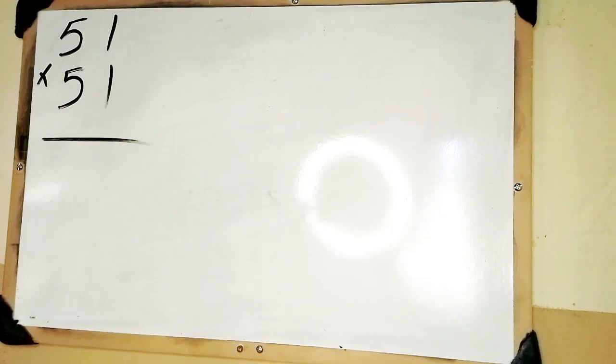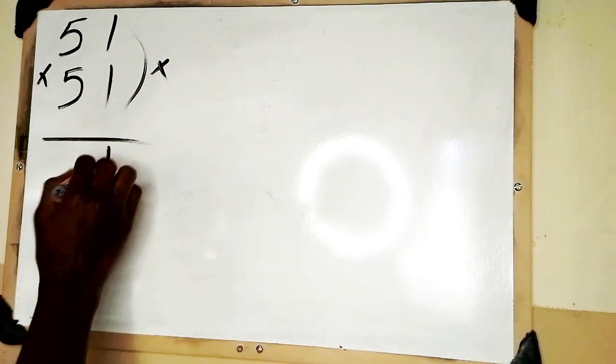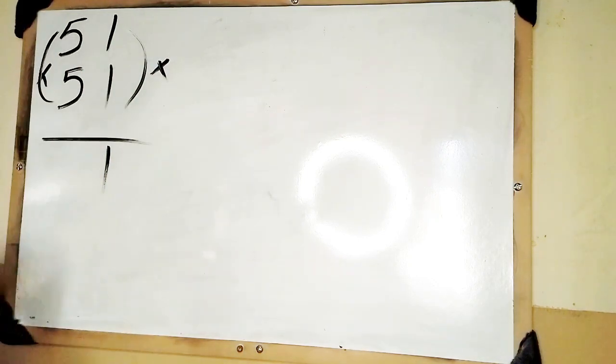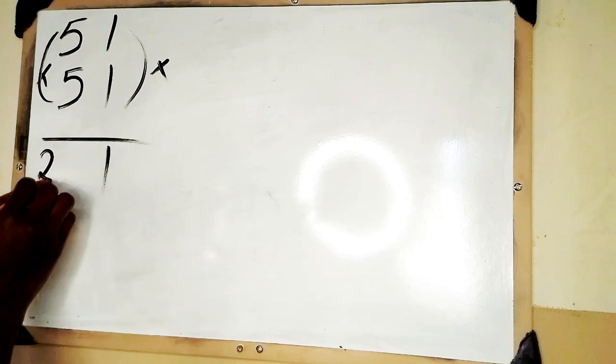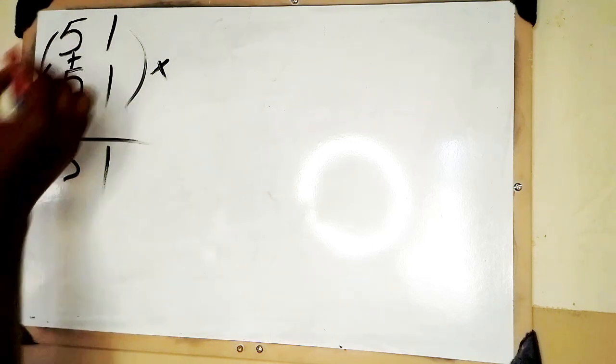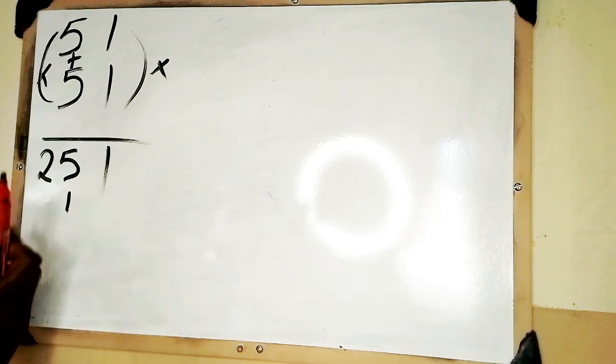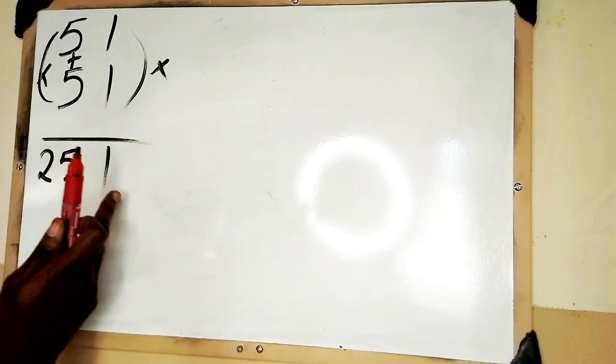So for 51 times 51, the hack is quite different. What we have to do here is 1 times 1, which gives us 1, 5 times 5, which gives us 25. Now, 5 plus 5 gives us 10. We add the 10 in between the 25 and the 1.